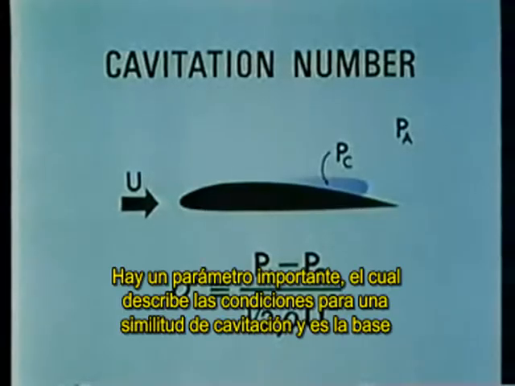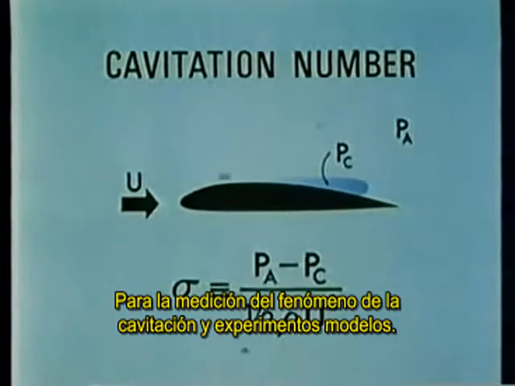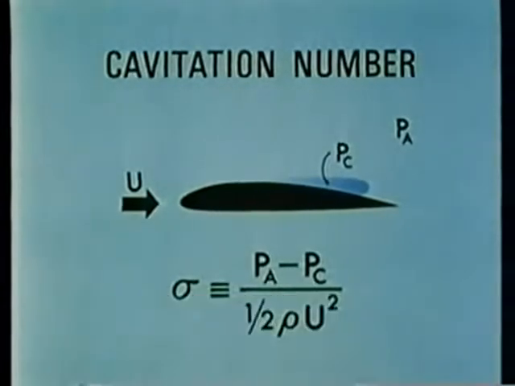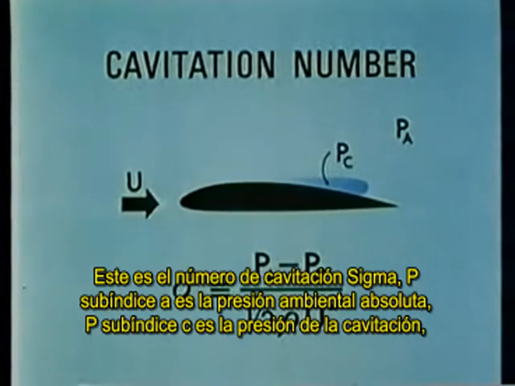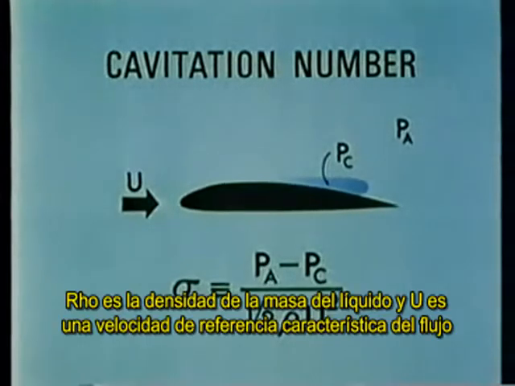There is an important parameter which describes the conditions for cavitation similarity and is the basis for scaling of cavitation phenomena and model experiments. This is the cavitation number sigma. P sub A is the ambient absolute pressure, P sub C is the cavity pressure, rho is the mass density of the liquid, and U is a reference speed characteristic of the flow.